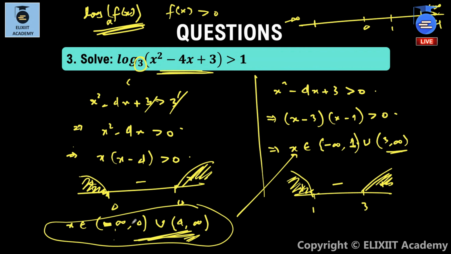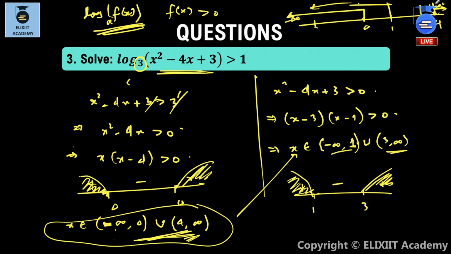Basically, what is given actually? Minus infinity to 0 means less than 0. Less than 0, minus infinity to 0. Then 4 to infinity means this side, towards the right hand side. Then minus infinity to 1 means this region, the left hand side. Then 3 to infinity means this side.